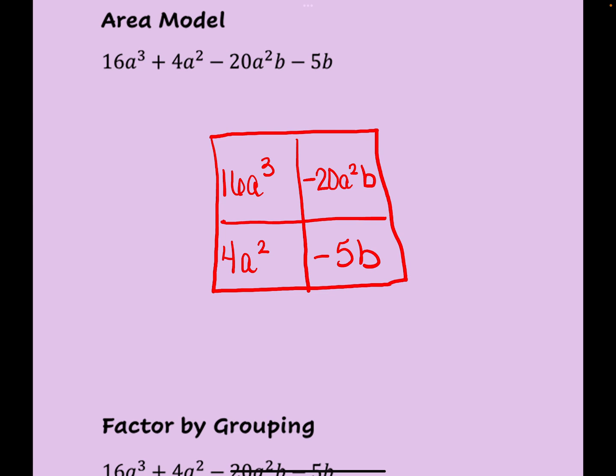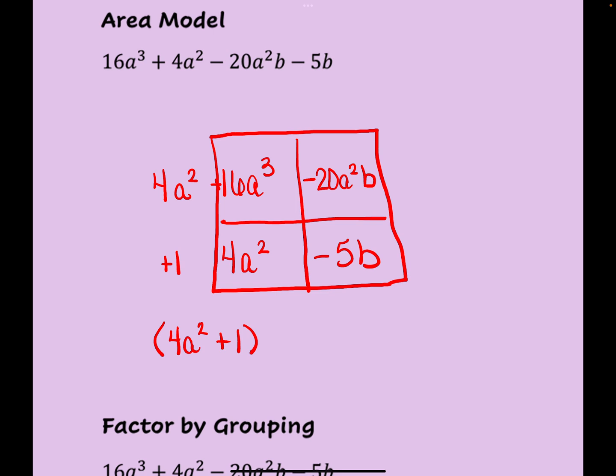They can both be divided by 4. 16 and 20 can both be divided by 4. They both have a squared. And because 16 is positive, 4 is going to be positive. Now the bottom row, 4 and negative 5. The only thing they can both be divided by is 1. 1 has a squared, 1 has b, so they don't have anything else in common. So my first factor is 4a squared plus 1.